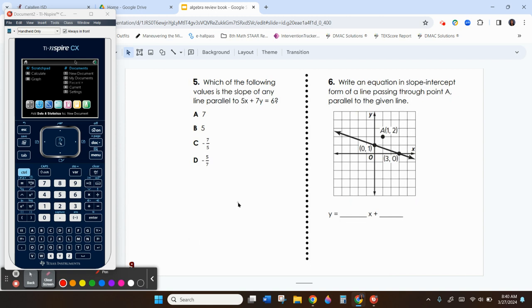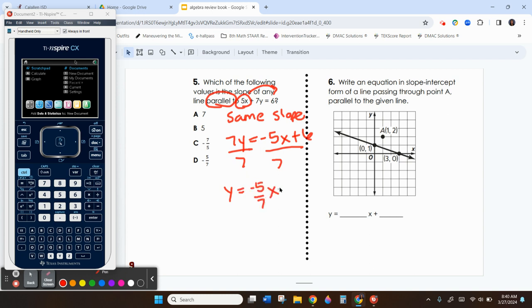Number 5. Which of the following values is the slope of any line parallel to this? In order to be parallel, they need to have the same slope. So if I need to have the same exact slope as this line, I first have to find the slope of this line. Let's move over the 5x, which becomes 7y equals -5x plus 6. Divide both sides by 7. So y equals -5/7x plus 6/7. So my slope has to be -5/7, which is D.